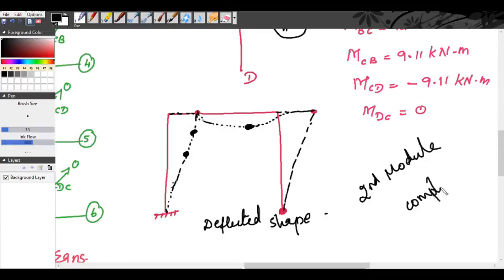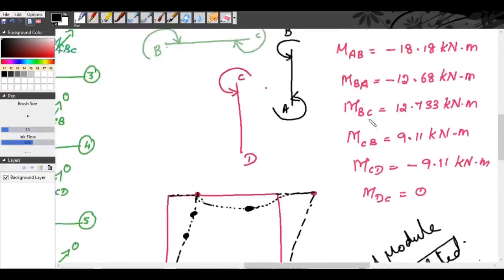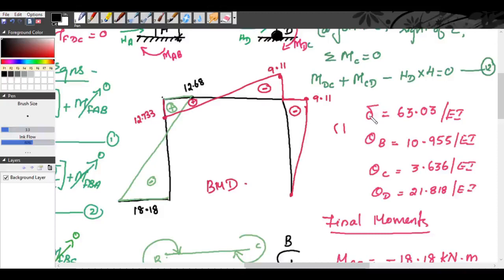From the next class we will start module 3. Module 3 is about moment distribution method and another method for determining or the analysis of continuous beams and portal frames or indeterminate beams. So thank you for listening. Thank you.